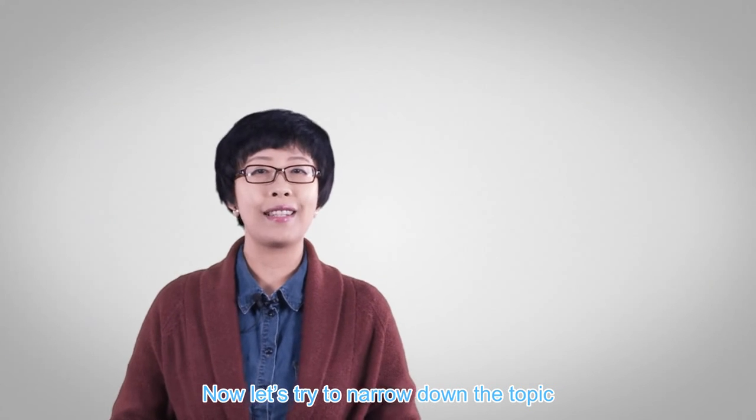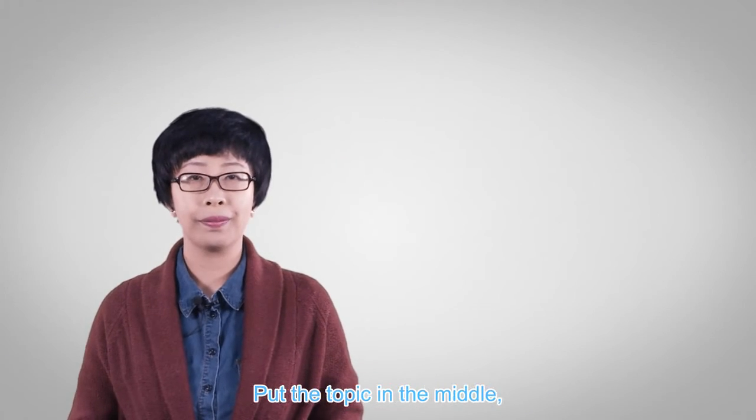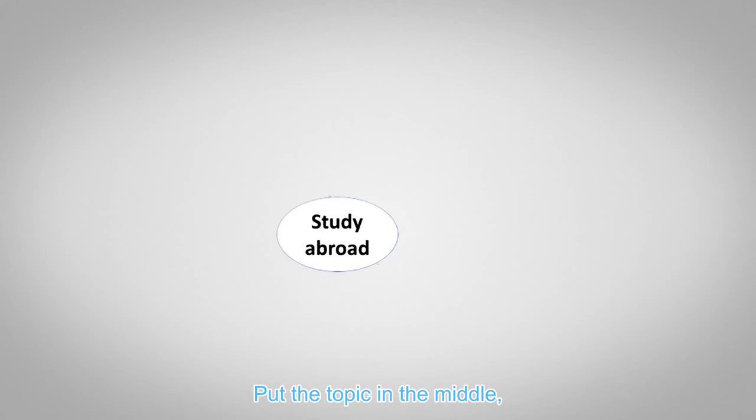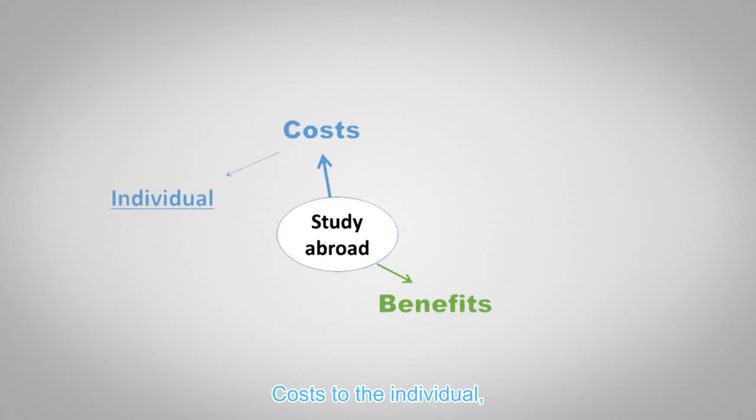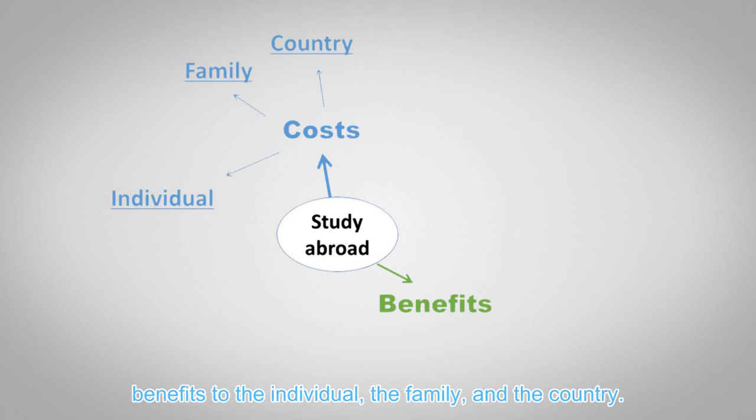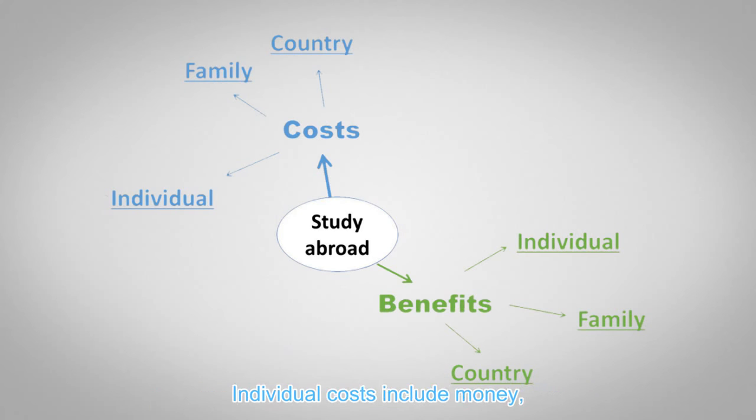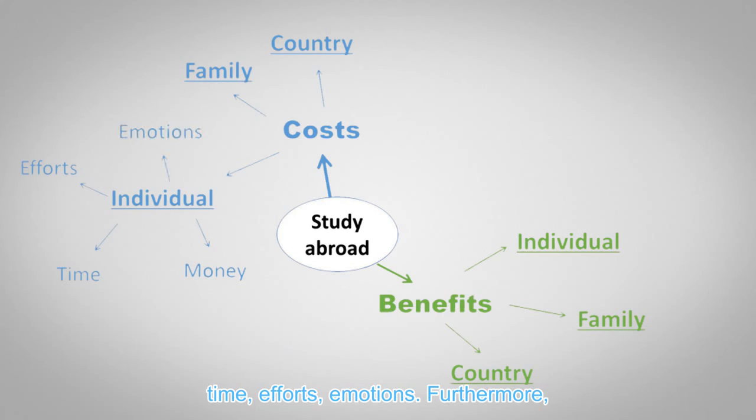Now let's try to narrow down the topic by using a mind map. Put the topic in the middle, study abroad. Now I think of two general aspects, costs and benefits. Cost to the individual, the family, and the country. Benefits to the individual, the family, and the country. Individual costs include money, time, efforts, emotions. Furthermore, money is needed to pay the tuition fee, the living and travel expenses.